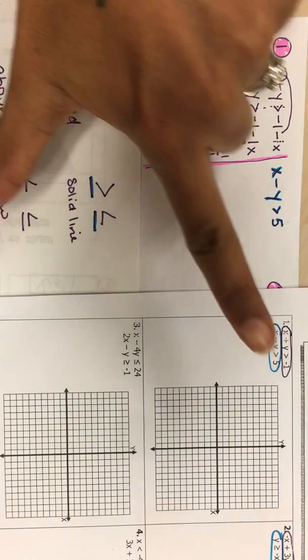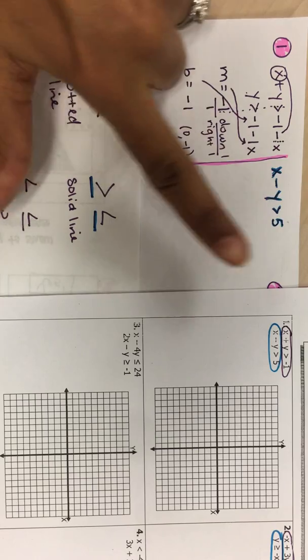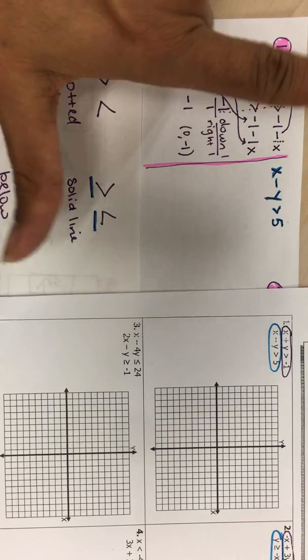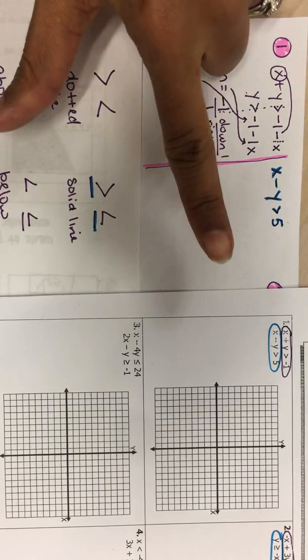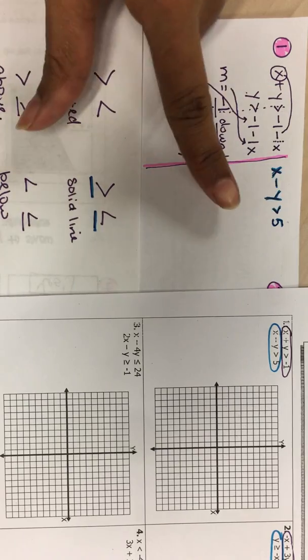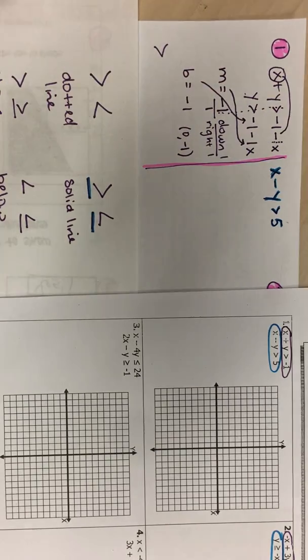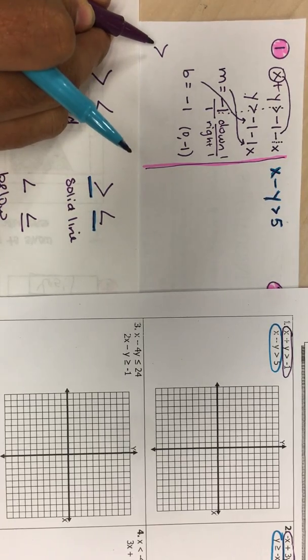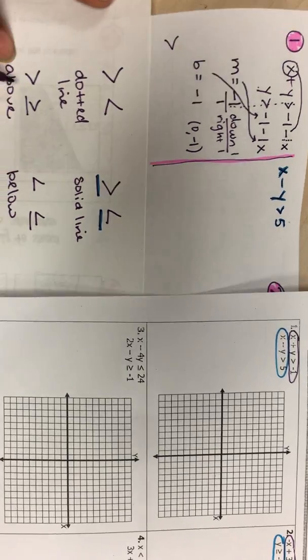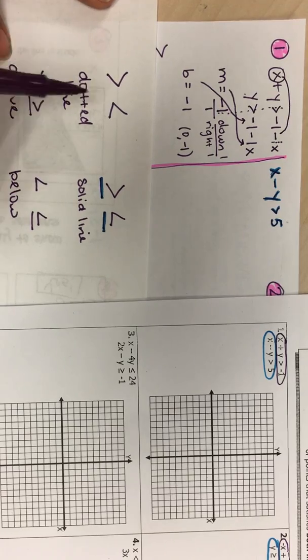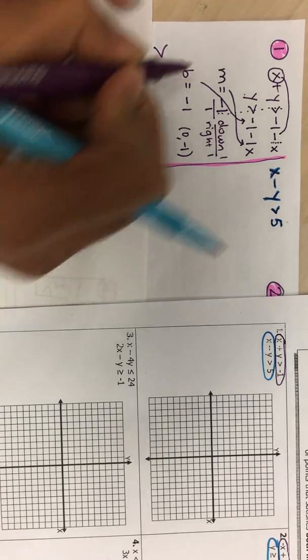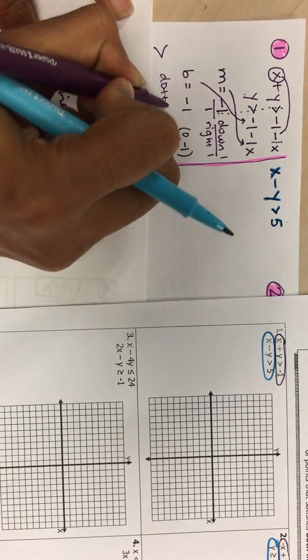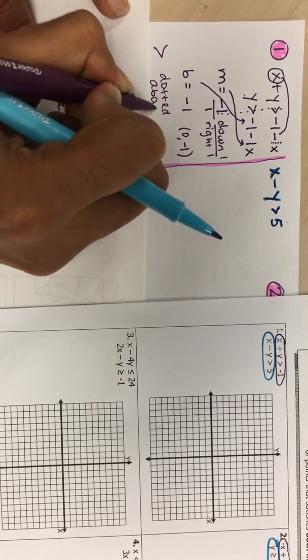And if you can make the symbol with your left hand, then it's a less than. Okay, so now we know this is going to be a greater than, so it's above, shade above, and this is going to be as well a dotted line. So I'm going to write dotted and above.